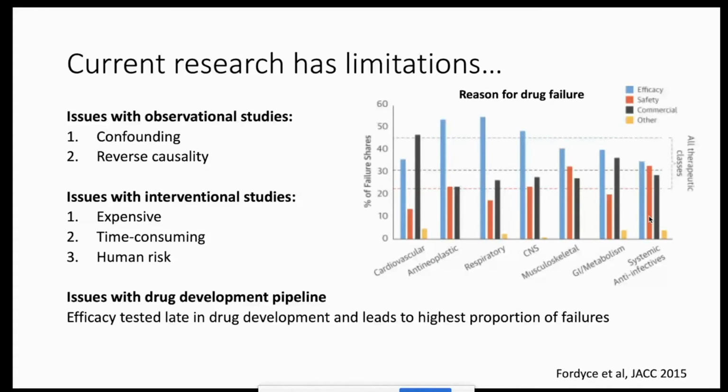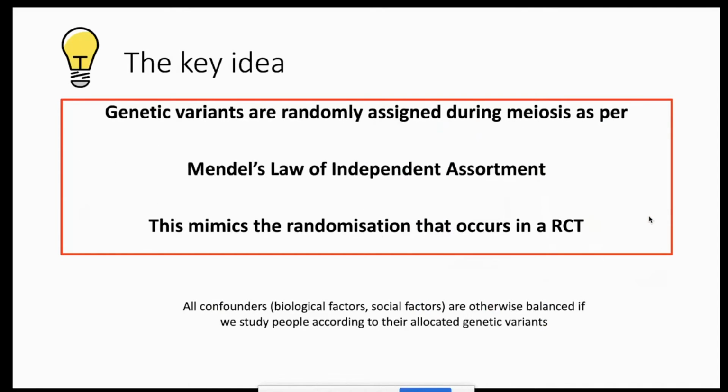And this is mostly tested at the end, so that could be one of the reasons why drug pipelines are quite ineffective processes. This leads to increasing interest in earlier assessment of whether a drug target could be associated with downstream benefits in terms of efficacy in humans. And this is where Mendelian randomization comes into play.